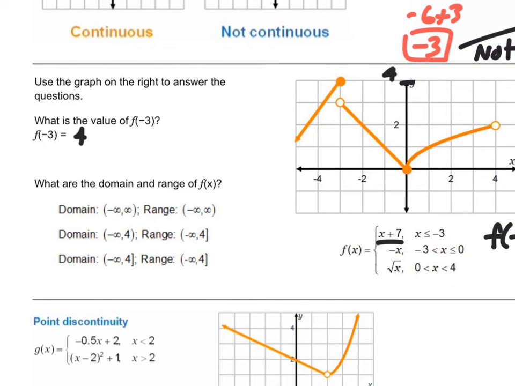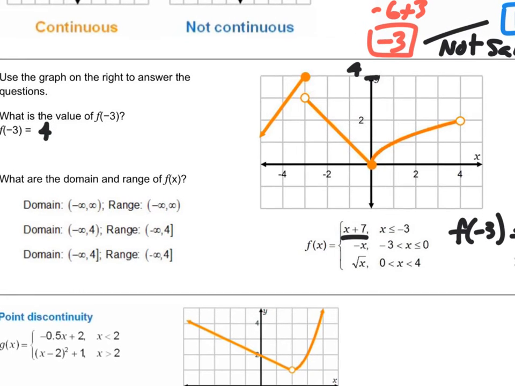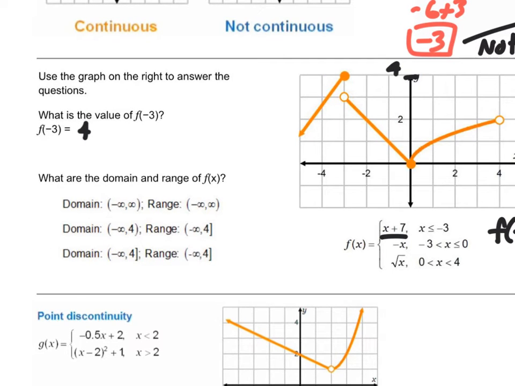Okay, all right, and then it says, what's the domain of this graph, and what is the range? Now, the domain, we have values from negative infinity all the way up to negative 3. We jump down, and we still include negative 3, but then the graph picks up here and goes all the way to 0, changes to the square root function, and then goes all the way to 4, but does not include 4. So the domain would be the interval from negative infinity to 4, but we do not include 4.